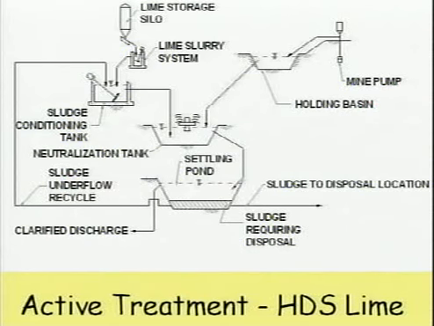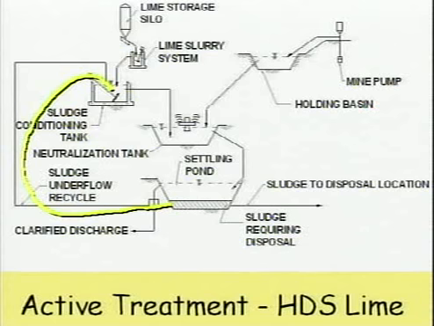This flowchart on the screen shows a general layout of an HDS system. The circulating load of the sludge provides a seed material to grow larger particles that are easier to dewater. We take a little bit of the settling pond underflow and circulate it back into the sludge conditioning tank. So this provides some seed material and allows the sludge to be easier to dewater. Now, this system works well for precipitating iron, but when other metals such as copper, lead, or zinc are present, a problem arises, as we'll see in a minute.